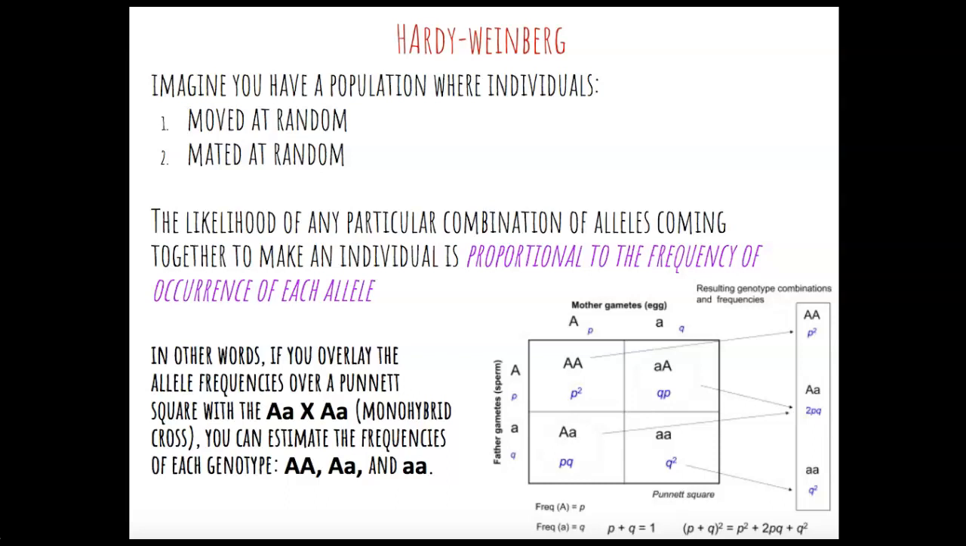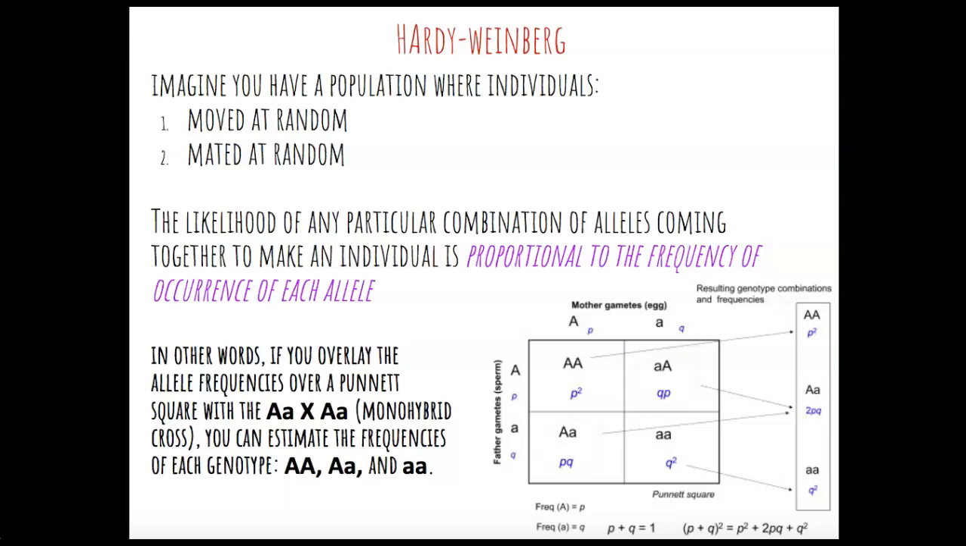gamete result can either be little a, big A or big A, little a. So it's either QP or PQ, Q times P or P times Q. There's two instances of that. So you have 2PQ for the heterozygote combination.